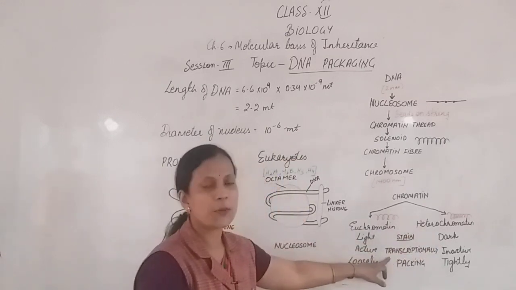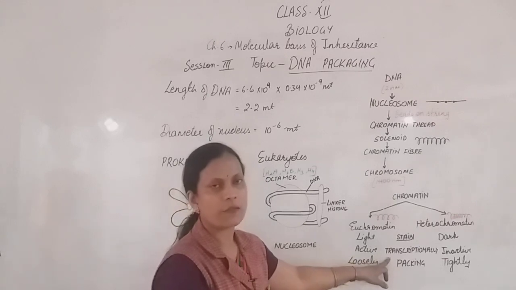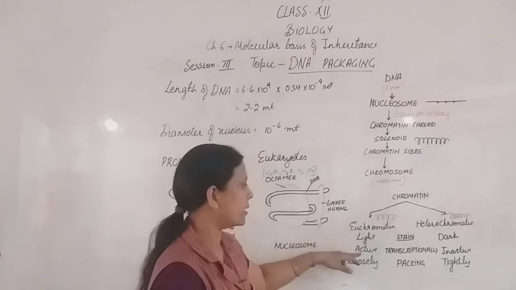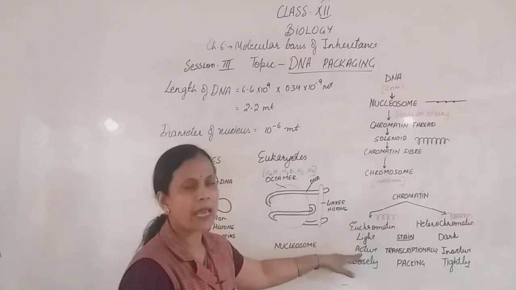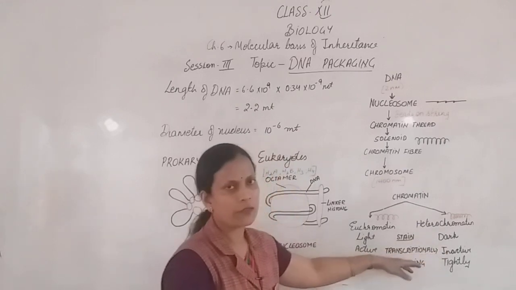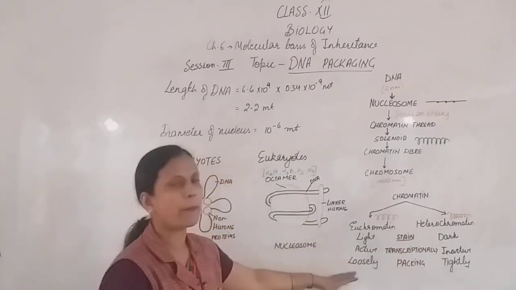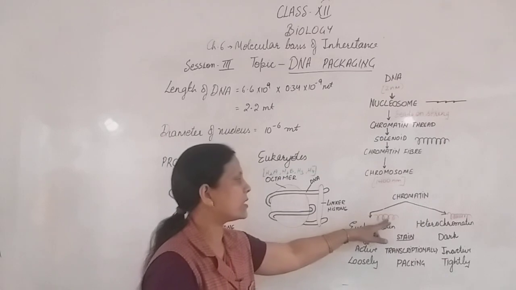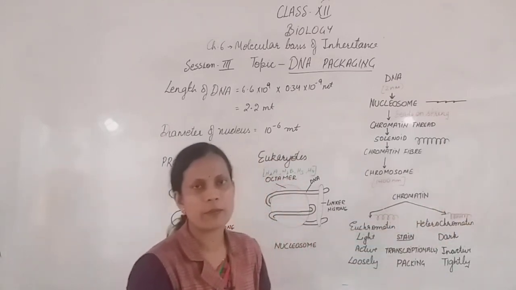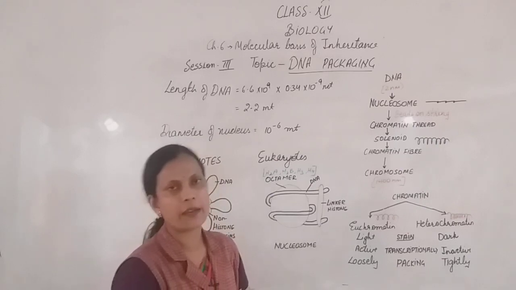Secondly, transcriptionally. Transcription we will study further. Transcription is the process of making RNA from DNA. So euchromatin is actively transcribed, whereas heterochromatin is inactive. And the last point of differentiation is their packing. We can see euchromatin is loosely packed and heterochromatin is tightly packed. So these are the bases of difference between euchromatin and heterochromatin.